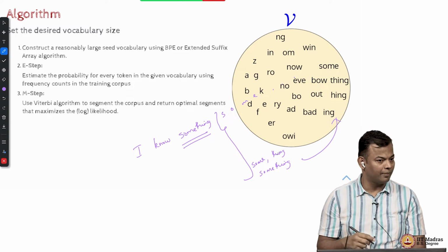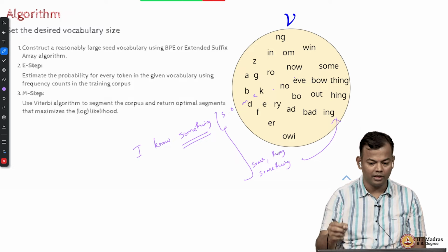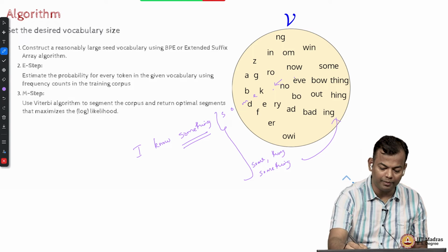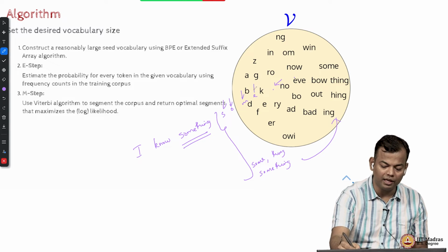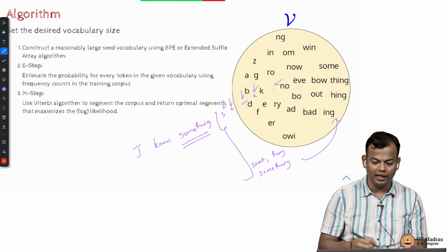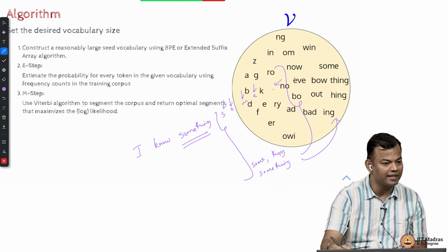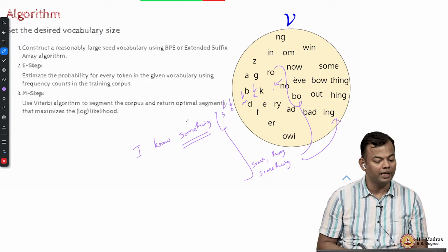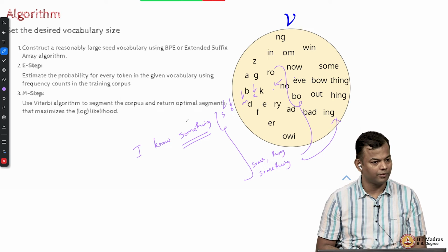For each of these segmentations, can I compute the probability of that sequence? Yes, I can just multiply the probabilities of each of the subwords in that sequence. And then I'll take the one which is maximum, and that is what my best segmentation is. Okay, what's the catch here? What's the problem?